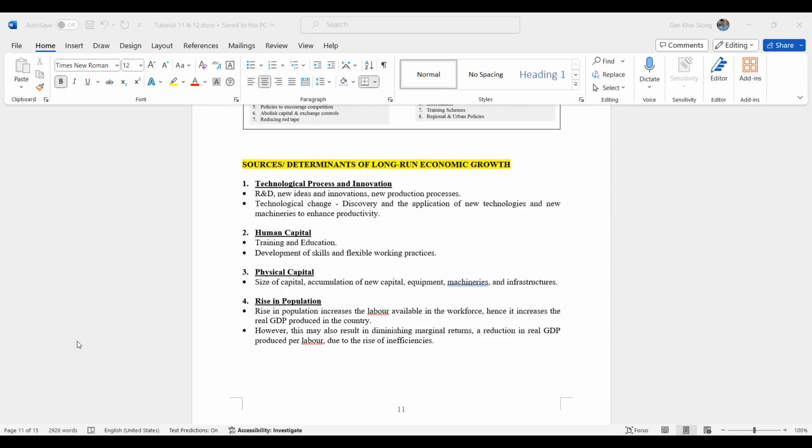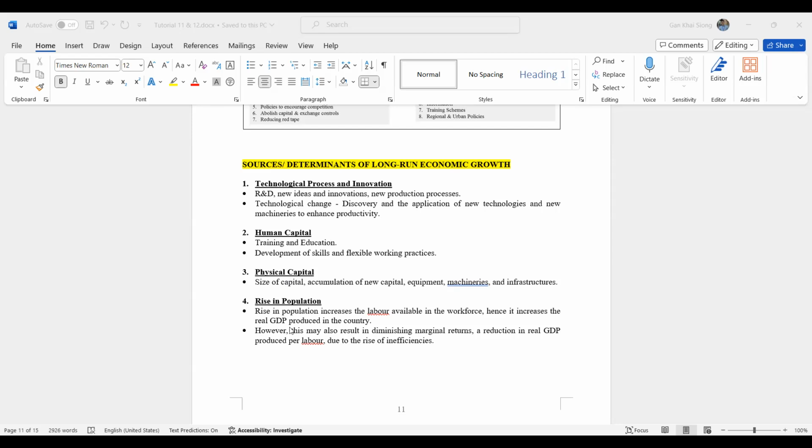For example, the first source is technological innovations. If government spends money on research and development, spends on innovations, or discovers some new technologies or some efficient production process, all this will result in the improvement in productivity. So it's a supply side. Second, human capital. When government provides education and training, people become more skilled and qualified, so they will be able to produce more output, more productive. Third, increase in physical capital, for example, government providing new machineries, infrastructure, and equipment. These will increase the total output, the total productive capacity of the economy as well.